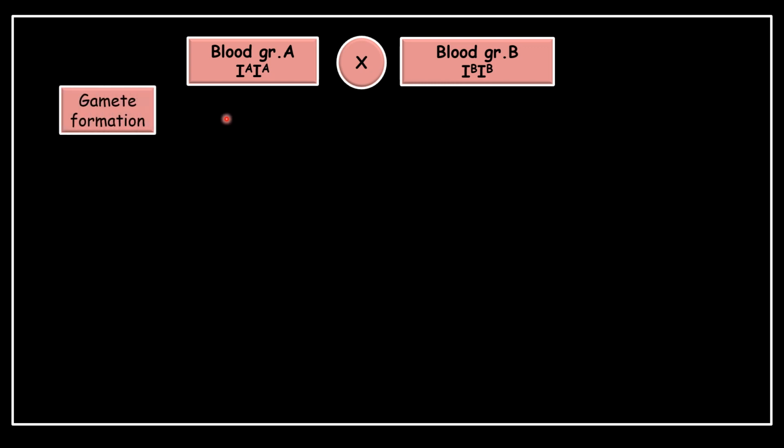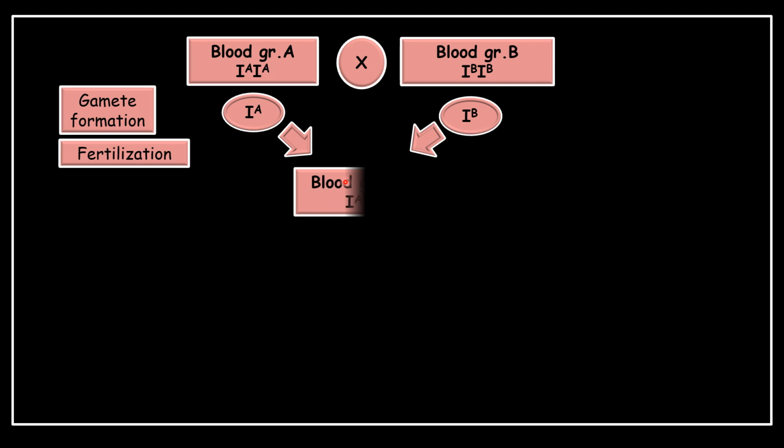Now when the first produces gametes, it produces gamete of IA type. The second individual produces gamete of IB type. During the process of fertilization, the gametes unite to form a zygote. So here the offspring will have IA IB type of genotype, which results in the formation of AB blood group. So what is happening here? Both the genes are expressed equally, so that is codominance.